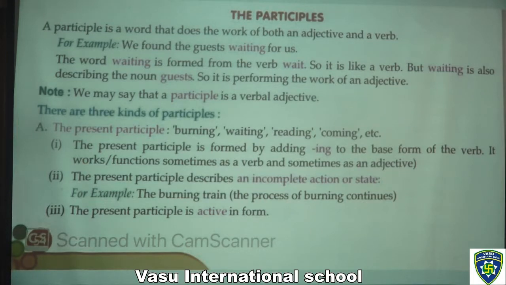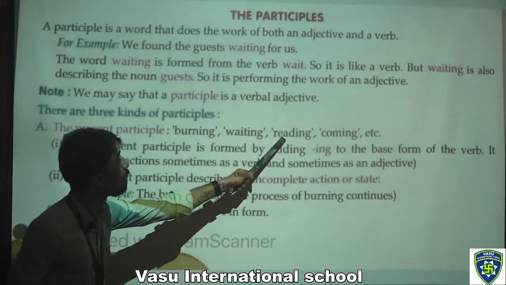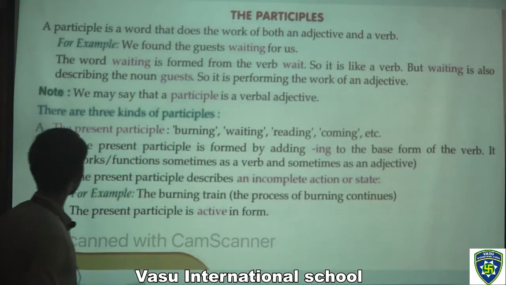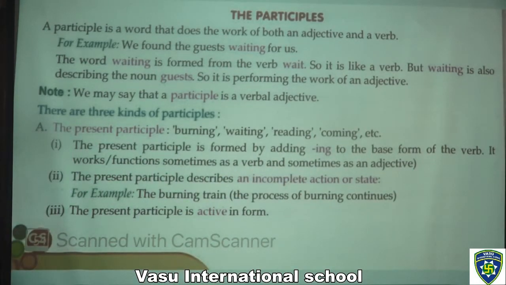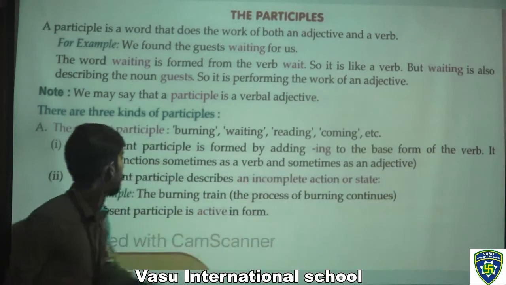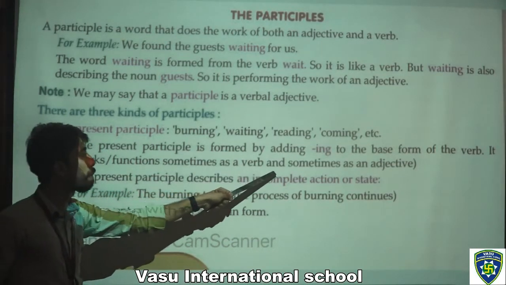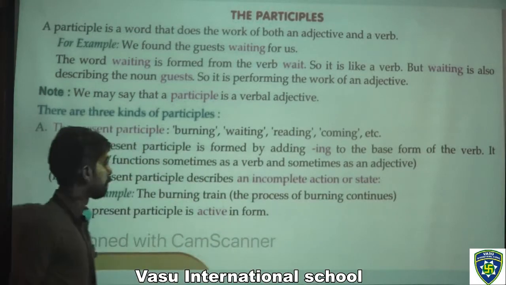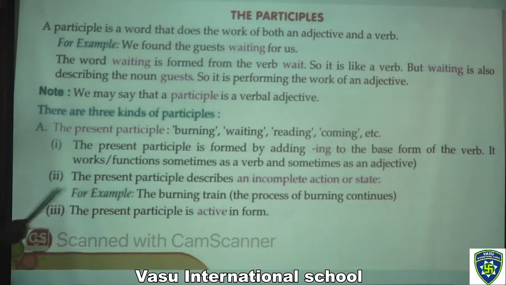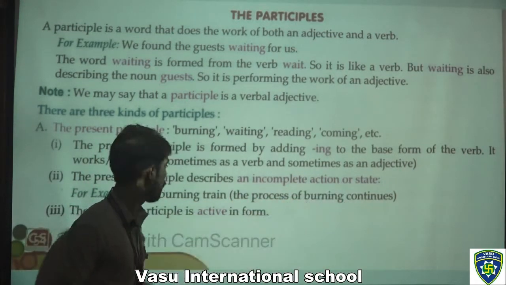Now there are three kinds of participles. The first one is the present participle. In that we can use, for example, burn, burning, wait, waiting, read, reading, come, coming, etc. The present participle is formed by adding ing to the base form of the verb. It functions sometimes as a verb and sometimes as an adjective. So the present participle describes an incomplete action or state.